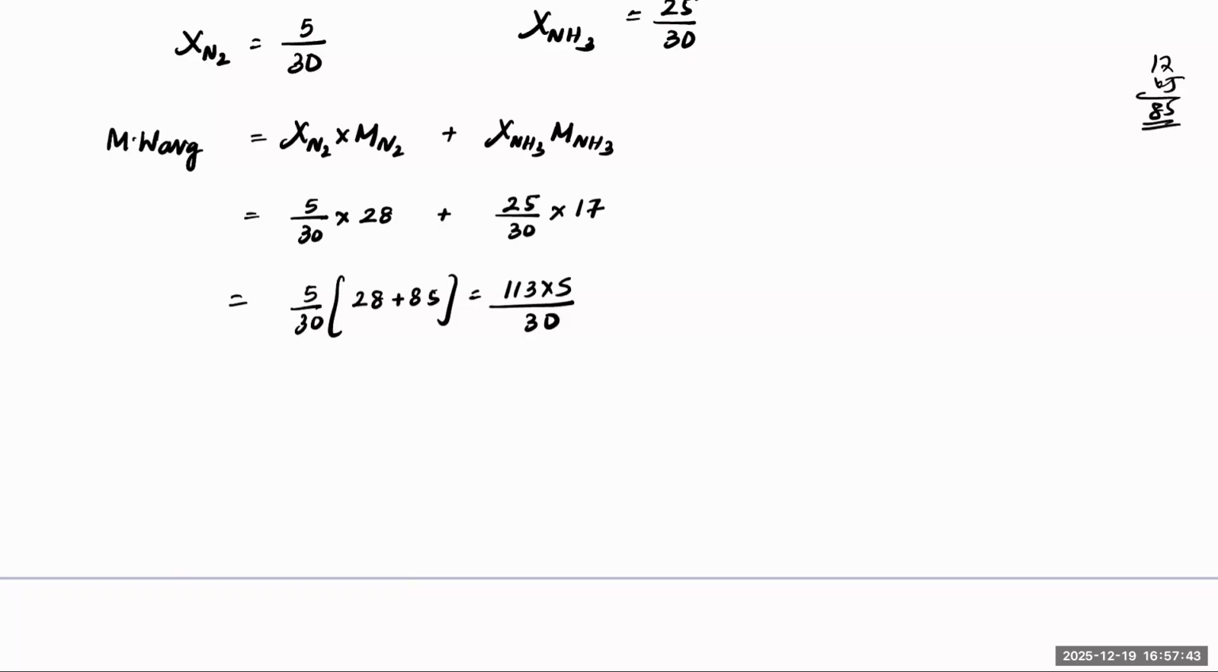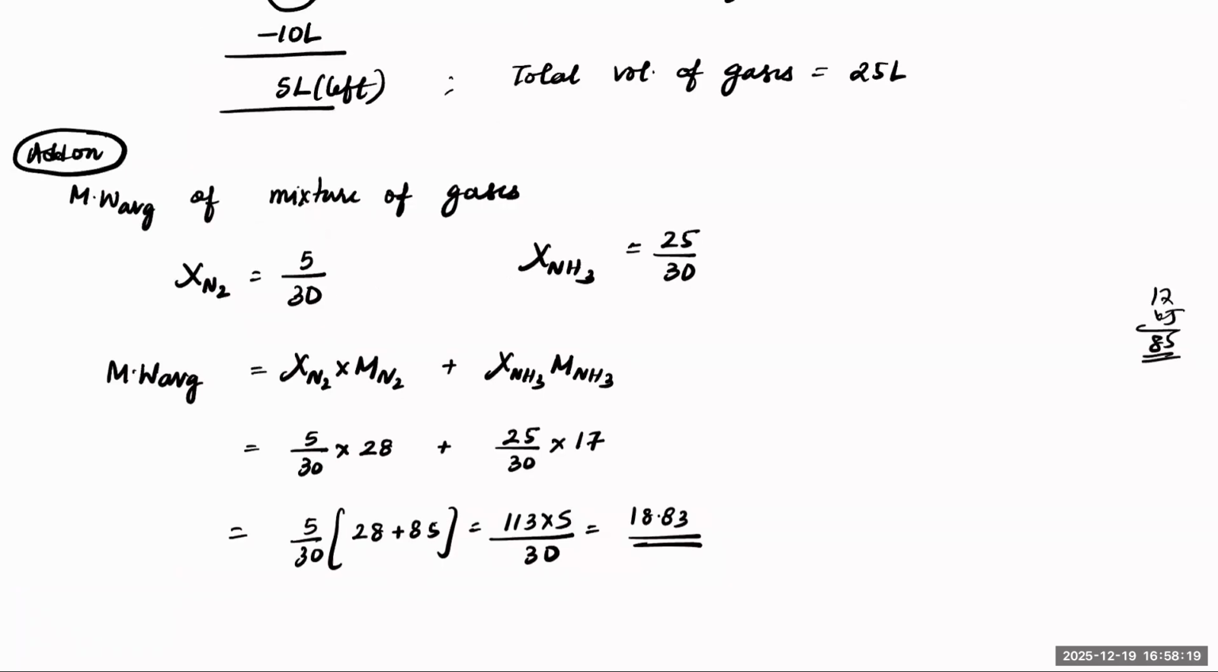113 into 5, that divided by 30. So that is coming as 18.83. 18.83 as the molar mass. Is that clear? Please do check. If you have any problem, let me know.